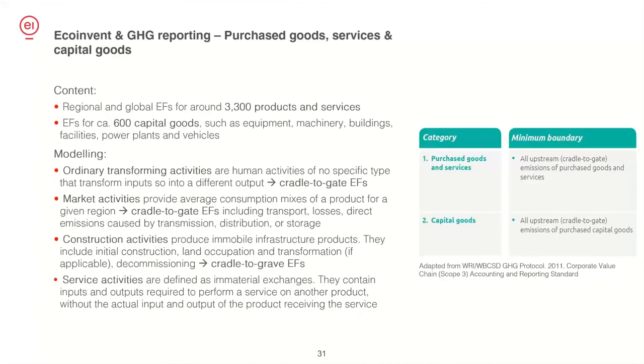Finally, the database also contains service activities. So services are defined as immaterial exchanges, and they contain inputs and outputs required to perform a service on another product, without the actual input and output of the product receiving the service. So when we take power sawing as an example, the service of power sawing includes the input of the power saw. It would, for example, also include the input of the fuel that is needed, but the tree that is being sawn would not be included in the service activity.